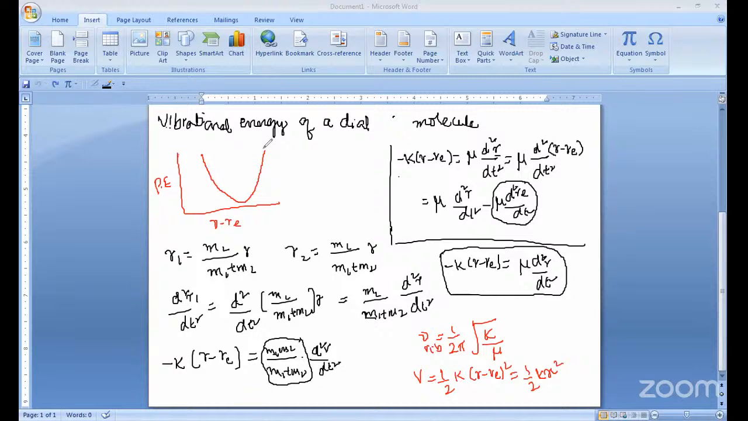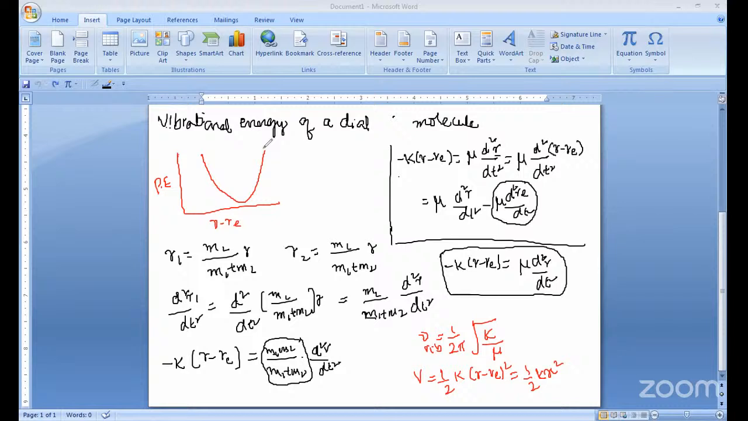So far, we have treated the vibrating molecule, oscillating as a dipole, as a simple harmonic oscillator. The frequency of vibration we got is nu equals 1 by 2 pi under root of k by mu, and for this diatomic harmonic oscillator the classical potential energy is half into K into (R minus Re) whole square.